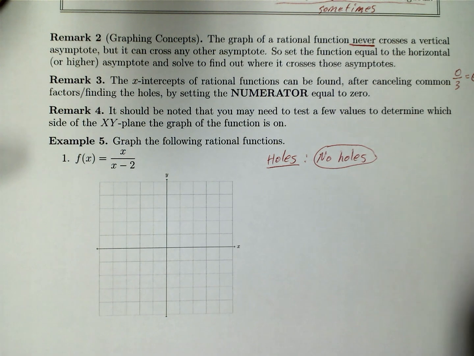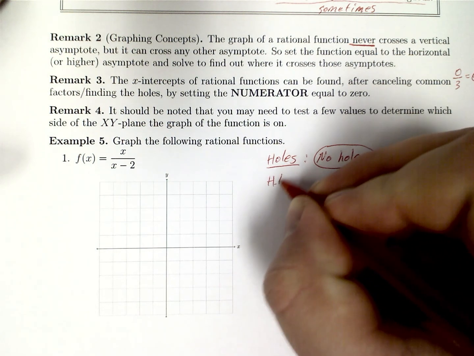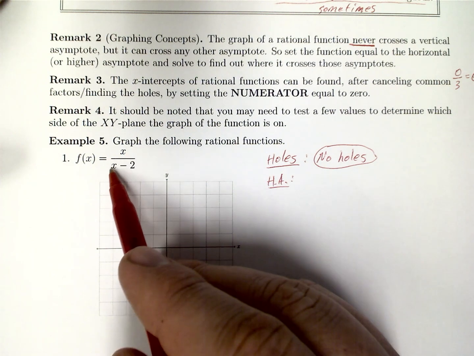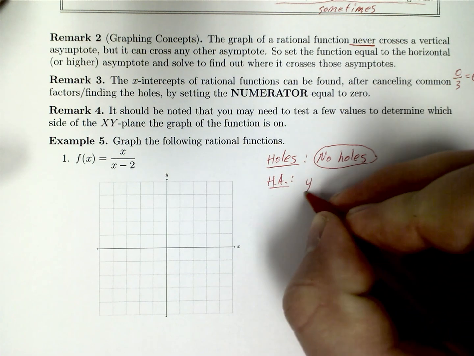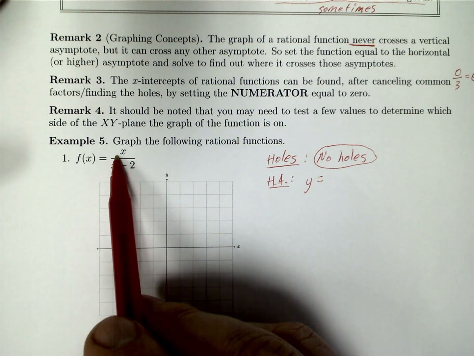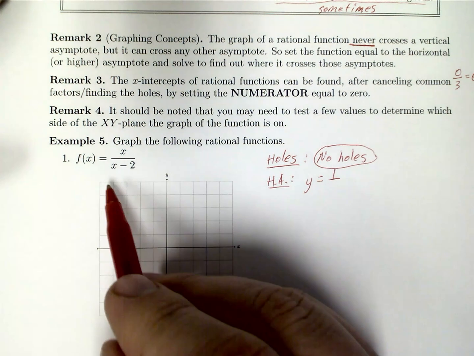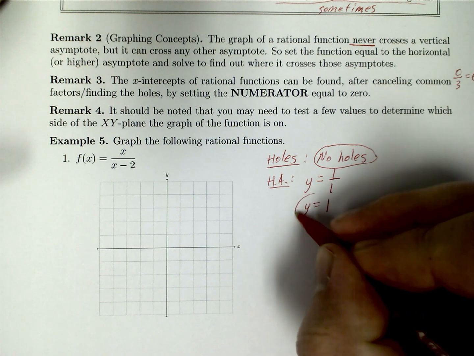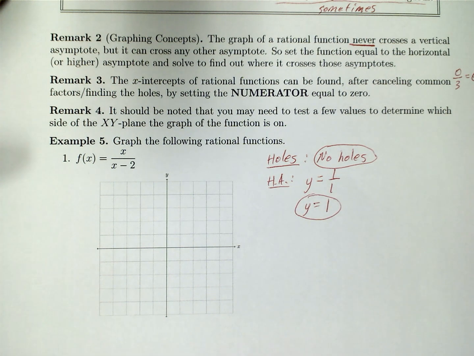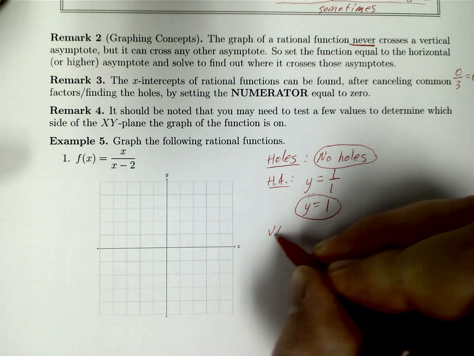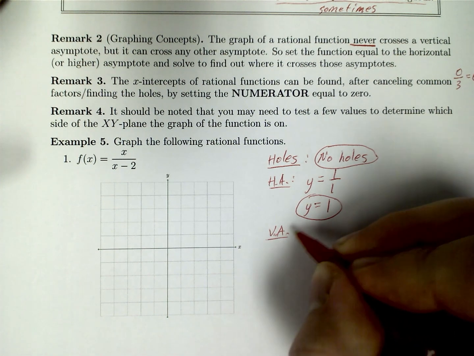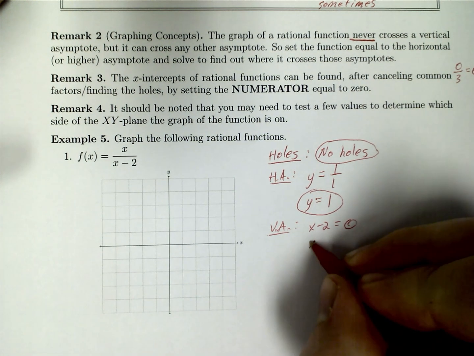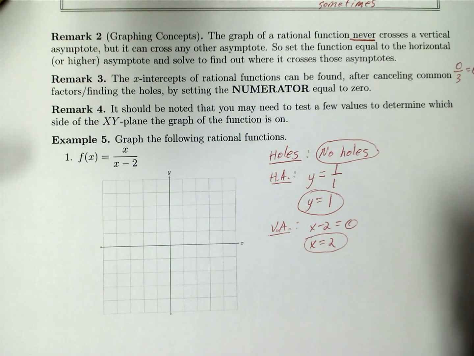It's important to note. We then go to the horizontal asymptotes. We can just look at this term. The degree here is 1, the degree here is 1. So they're the same degree. What's the leading coefficient? Well, it's 1 in the top. The leading coefficient in the denominator is also 1. So we get 1 over 1 is 1. So we have a horizontal asymptote of y equals 1. We have a vertical asymptote. Since there are no holes, we can just set the denominator equal to 0 and solve. So we have x equals 2 as our vertical asymptote.